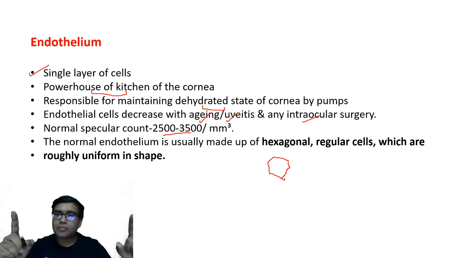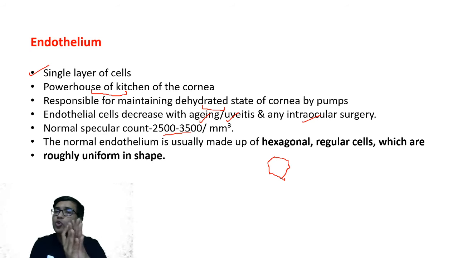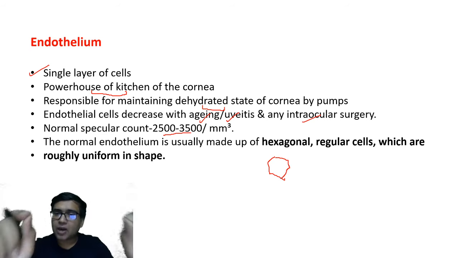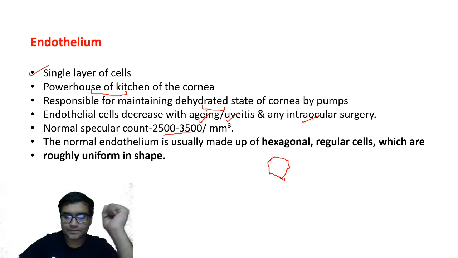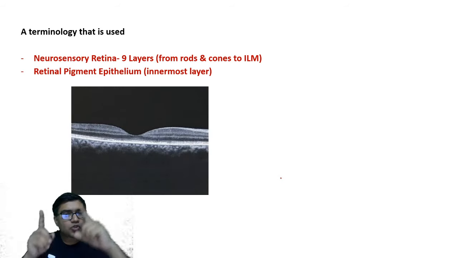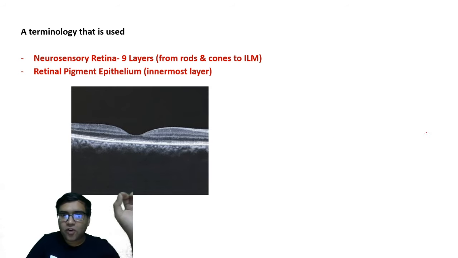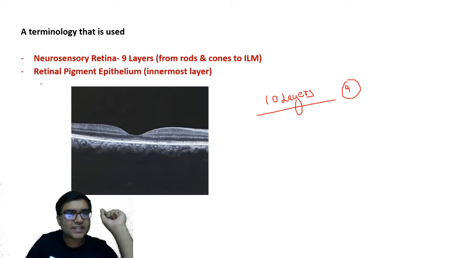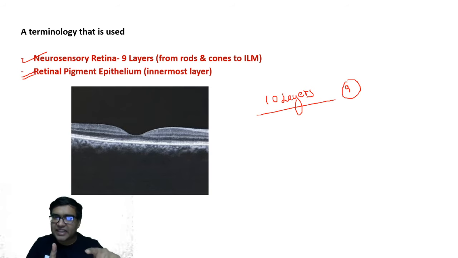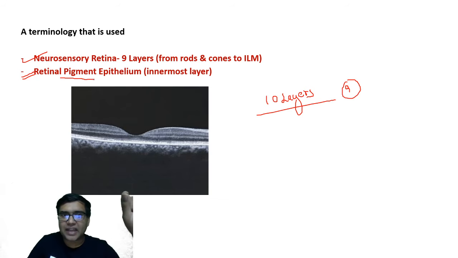Okay, so the specular microscope is basically used to measure the number of cells and the shape of the cells. Now we would go to the retinal layers and histology. So remember, for retina there are 10 layers. The 9 layers all inclusive come under the neurosensory retina part, and the layer that is left is the retinal pigment epithelium.